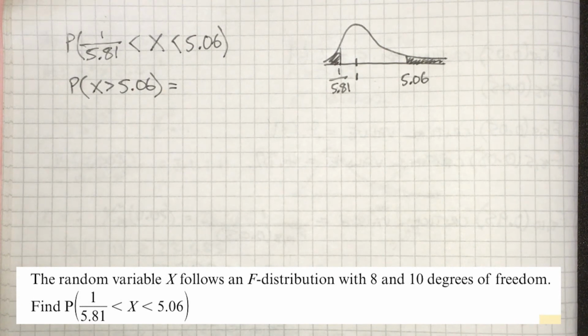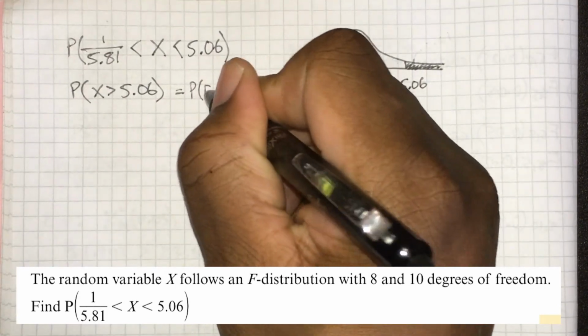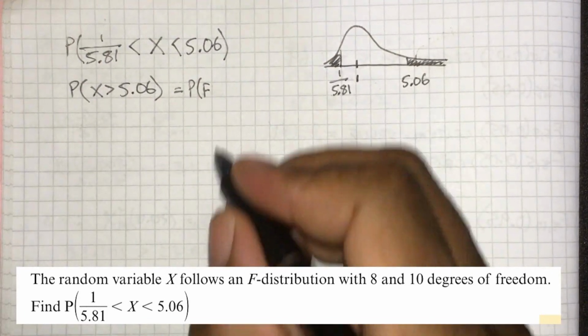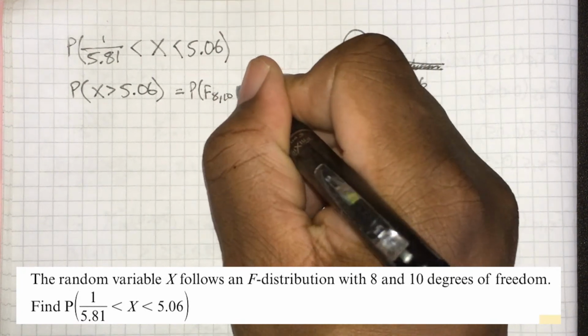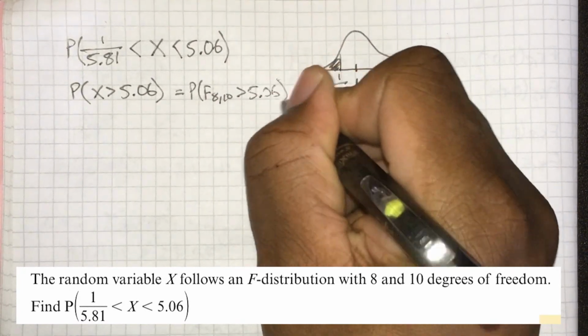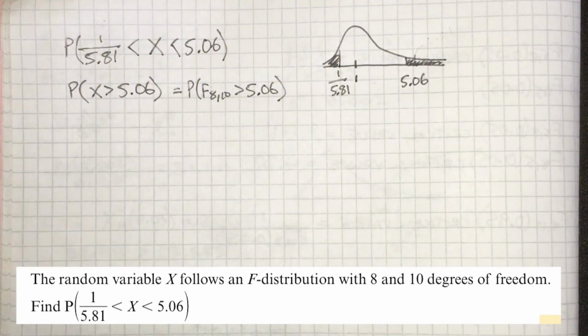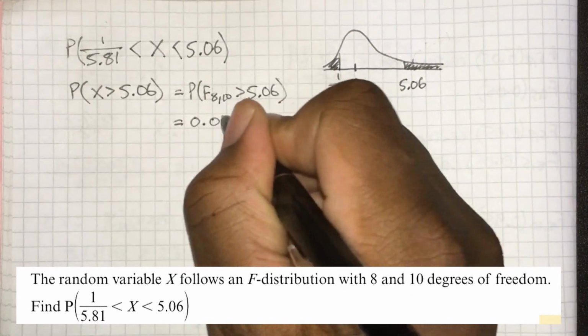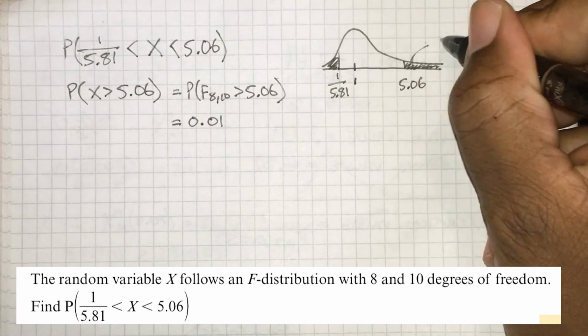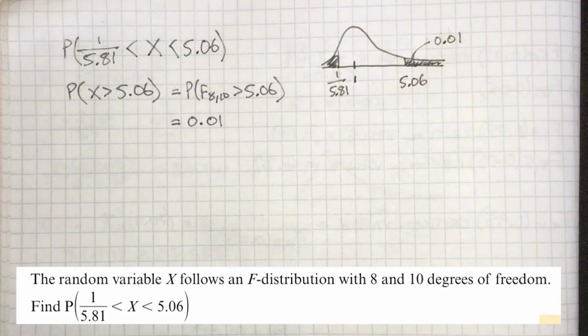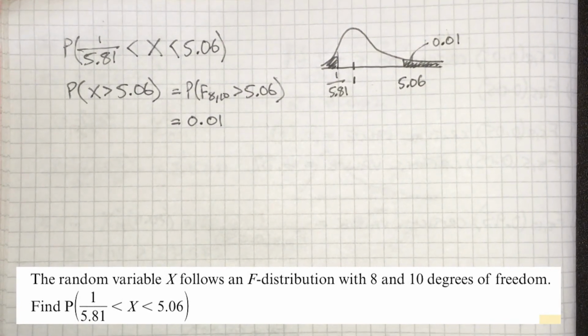Well, x follows an F distribution, so I'll just rewrite this as the probability that F8,10 is greater than 5.06. And just looking through my tables, I'm really scanning, looking to find this value, 5.06. And I find it in the 1% table. So the probability above 5.06 is going to be 1%. Okay, I'll mark that off on the diagram. Let's do a similar thing at the bottom.